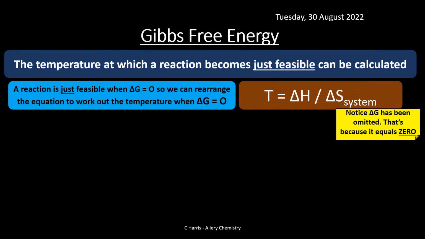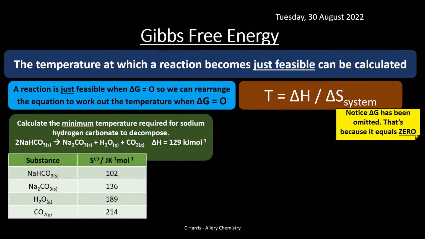So let's bring in the rearranged equation. Here I've omitted delta G, because it doesn't have a value, so that equals 0. With the remaining equation, we've formed a new one, and this is going to be pivotal. Temperature equals delta H over delta S of the system. Here we're going to calculate the minimum temperature required for sodium hydrogen carbonate to decompose. This was in the making of crunchies, for example, or cinder toffee.